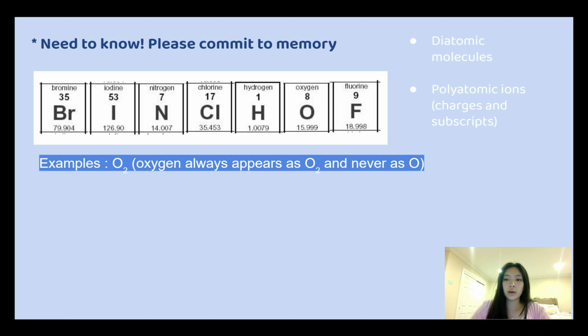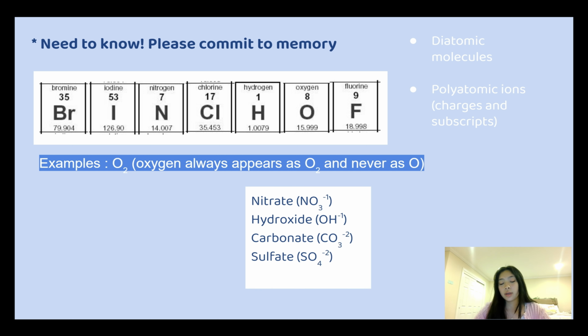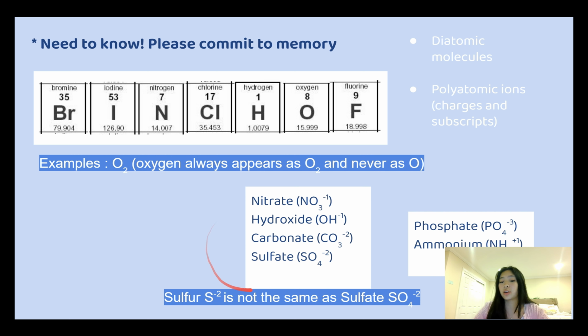And then something else that you should remember are the polyatomic ions. Always remember the charges and the subscripts, as well as their names, because you don't want to confuse yourselves with, like, sulfate and sulfur, for example, because they're not the same thing. So there's nitrate, hydroxide, carbonate, sulfate, phosphate, and ammonium. Please remember these. And also remember that there's an ammonia compound. There's the ammonia molecule and then the ammonium polyatomic ion. So if you want to write this down, ammonia is NH3 with no charge.